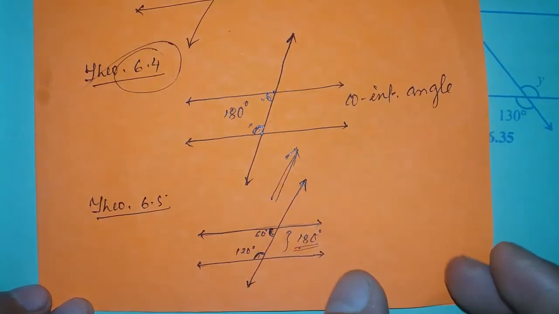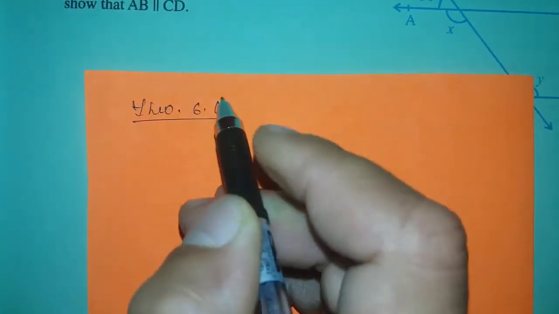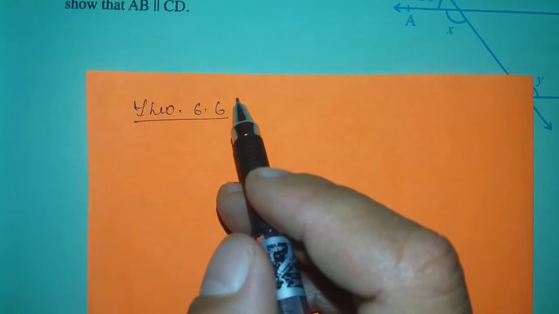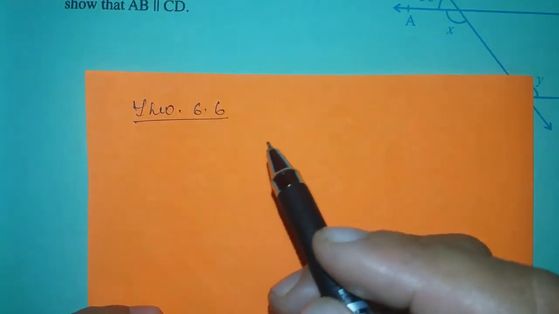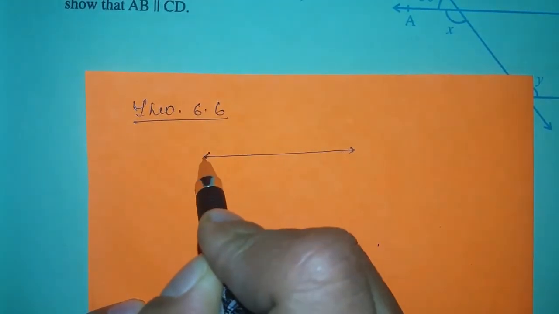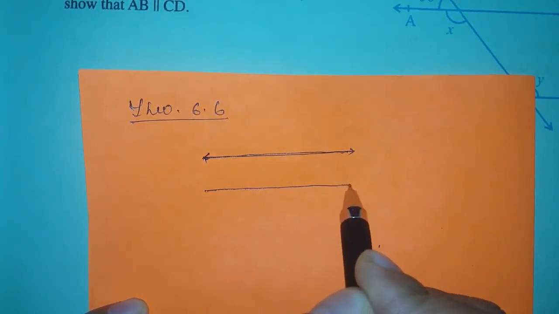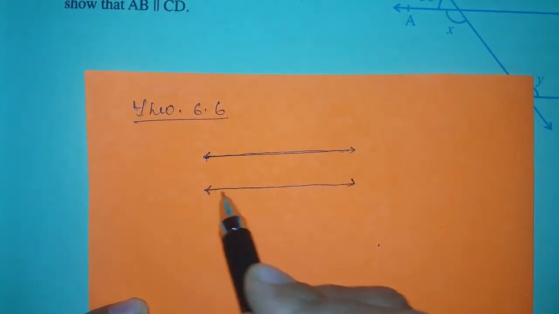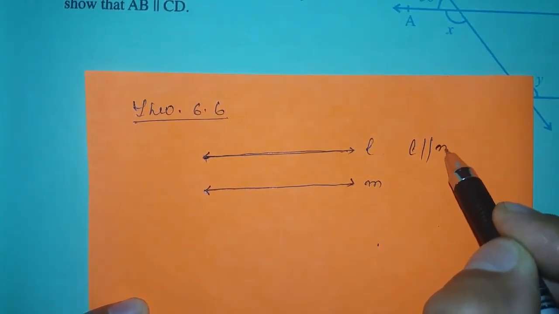Now we have one more theorem here, that is Theorem 6.6. And this theorem says lines which are parallel to the same line are parallel to each other. This is a very simple theorem. Let's suppose that this line is parallel to this. L is parallel to M.